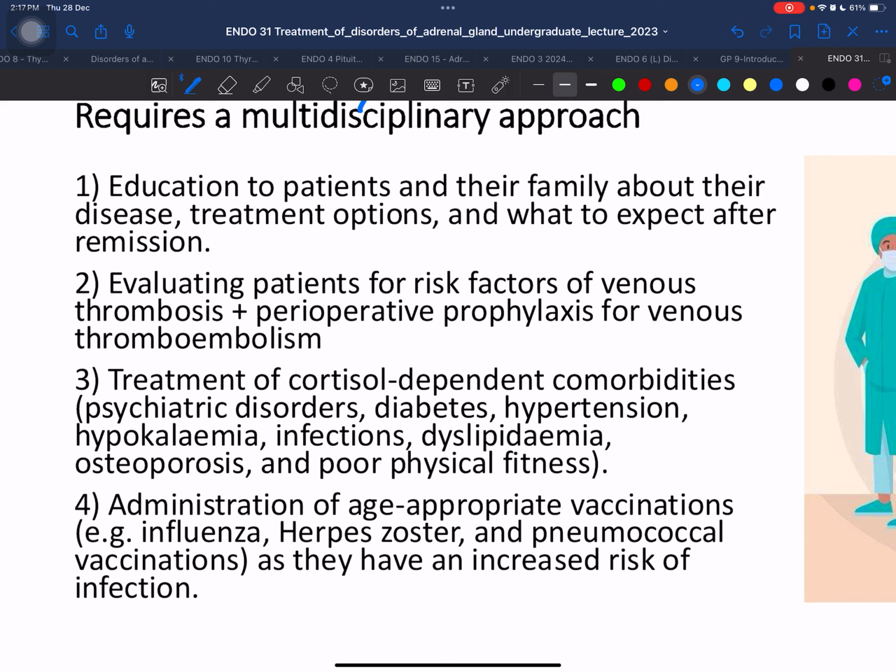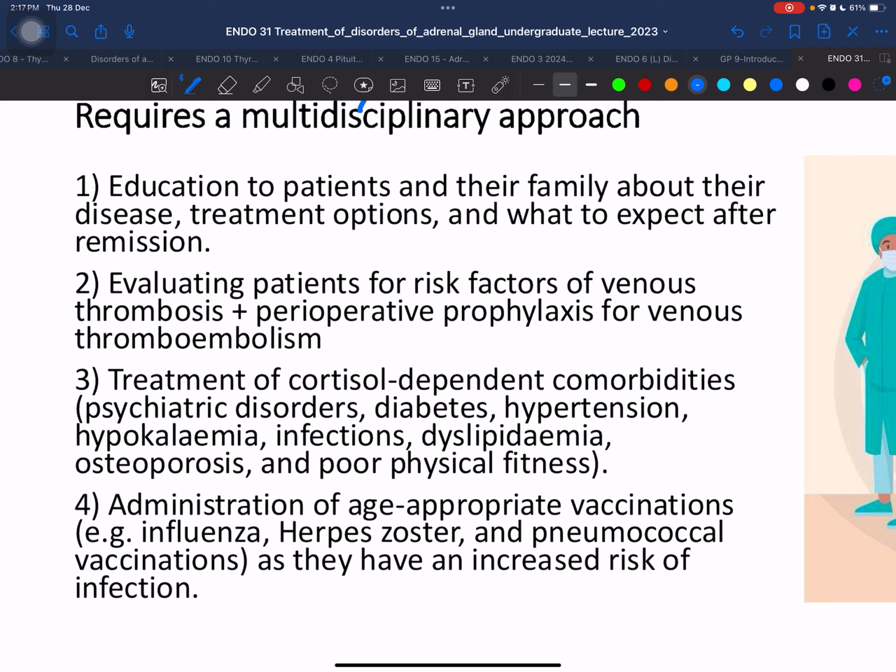You need to evaluate the patient for risk factors of venous thrombosis and perioperative prophylaxis for venous thromboembolism. So patients who have undergone surgery would have a high risk of VTE, as you all know, venous thromboembolism. So you need to give prophylaxis, and you need to explain to the patient why the patient needs to be on this prophylaxis.